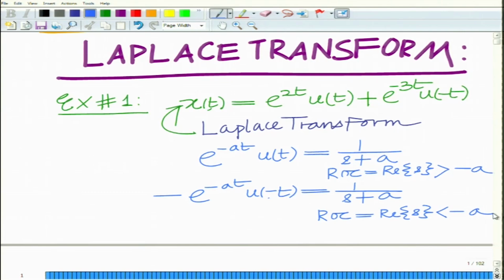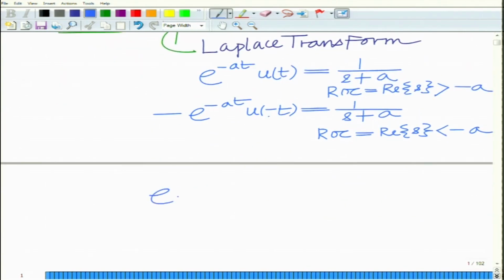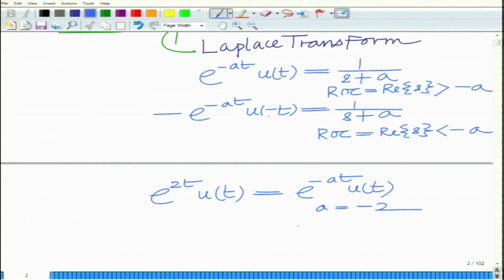Now if you look at the signal e raised to 2t u(t), this is equal to e raised to minus a t u(t) with a equals minus 2. So the Laplace transform of this signal is 1 over s plus a, where a equals minus 2, and the ROC is real part of s greater than minus a, that is, real part of s greater than 2.